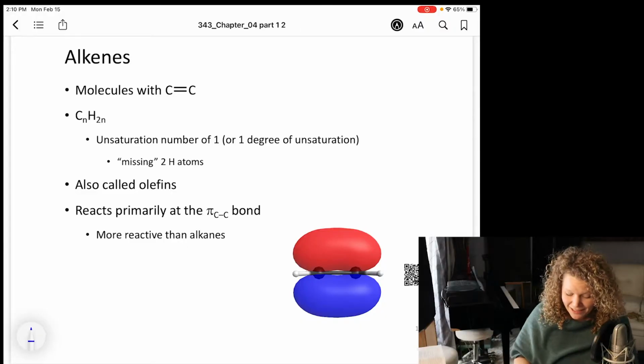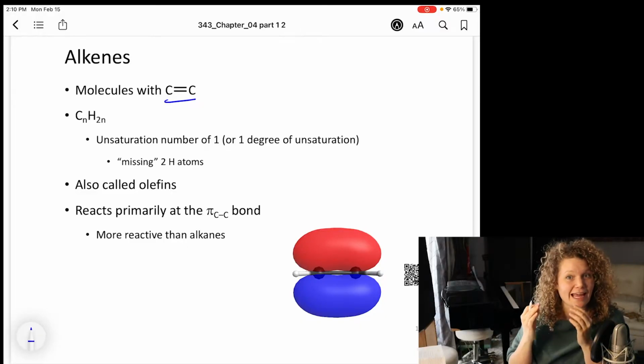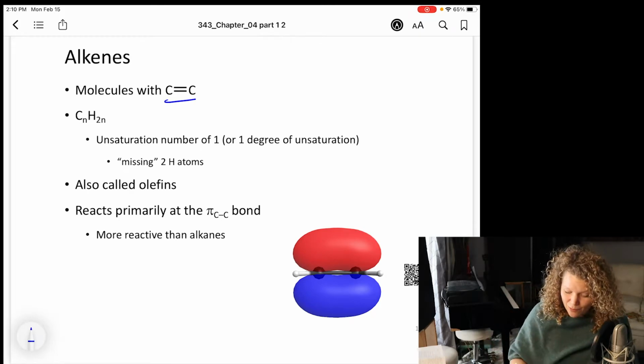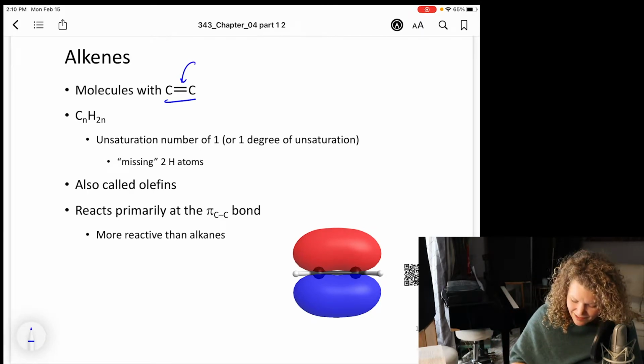In this video, we are talking about alkenes. Now, we've talked about alkanes before, and alkenes are simply molecules with a carbon-carbon double bond. Remember, this double bond consists of two different types of bonds. We have a pi bond and we have a sigma bond.